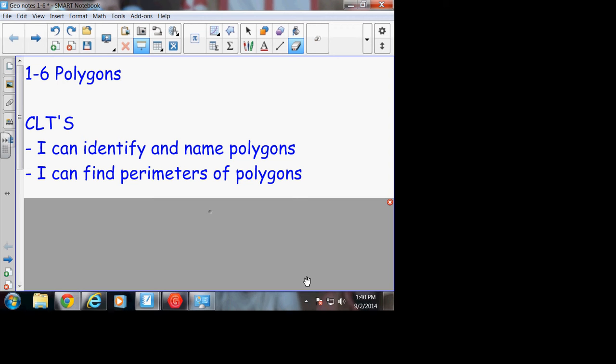Second one, I can find perimeter of polygons. What is perimeter? Around. The distance around. Okay, so you're going to be able to find the perimeter of any polygon.